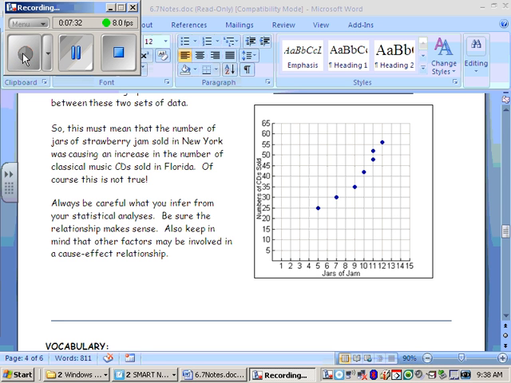When you look at this graph showing the number of CDs sold and the number of jars of jam sold, notice it appears to have a positive correlation. However, logic would tell you that it does not. So always be careful, as this last paragraph says here, what you infer from the statistical analysis. Be sure that the relationship makes sense. Also keep in mind that other factors may be involved in a cause and effect relationship. Now let's take a look at some vocabulary.